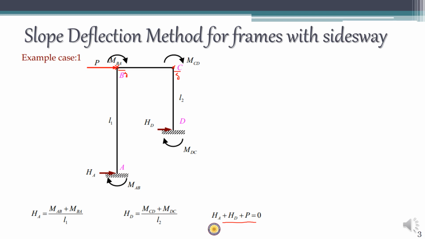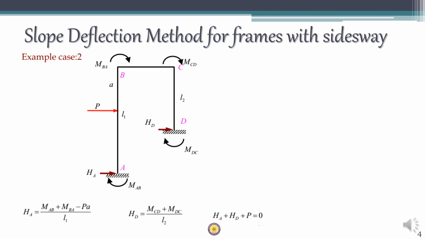So you can substitute this HA and HD in the main equation, which is the additional equation, and move ahead to solve the problem. Okay. Let's see another example here.